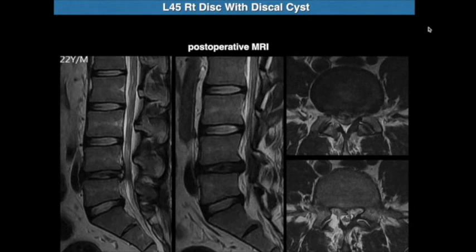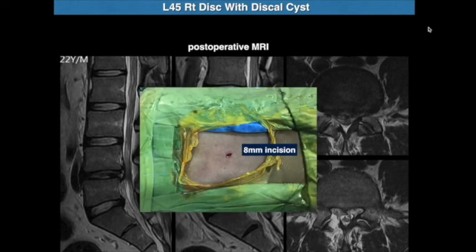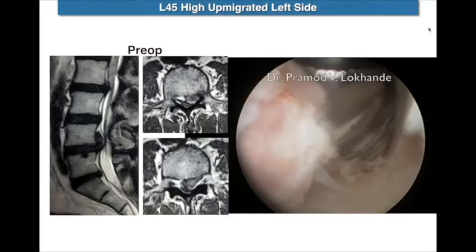These are the post-operative MRI showing complete removal of the disc herniation, and all of this has been done through an 8 mm incision. There is no need of insertion of any drain post-operatively. Another case of L4-5 left-sided upmigrated disc herniation.